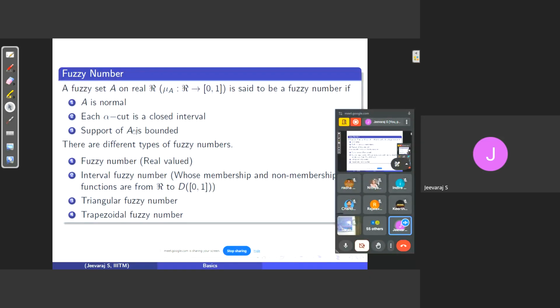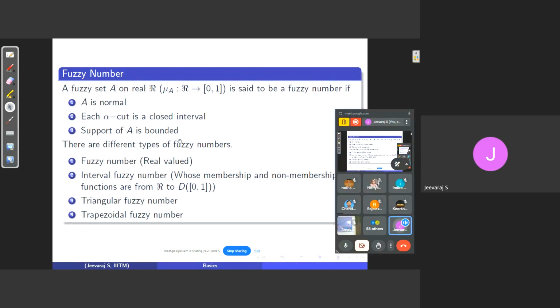There are different types of fuzzy numbers available, like real-valued fuzzy number, interval-valued fuzzy number, triangular fuzzy number, and trapezoidal fuzzy number. So why do we need these different types of fuzzy numbers? What is the need of it? First of all, I'm unable to understand the fuzzy number. Then what is the need of interval-valued, triangular, trapezoidal? Let me answer you quickly.